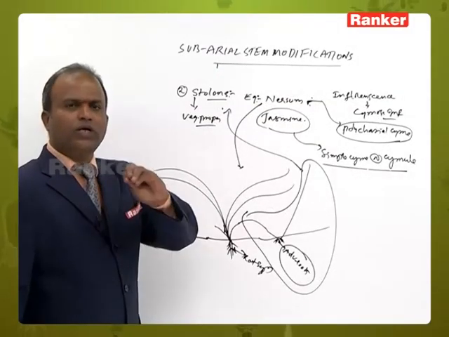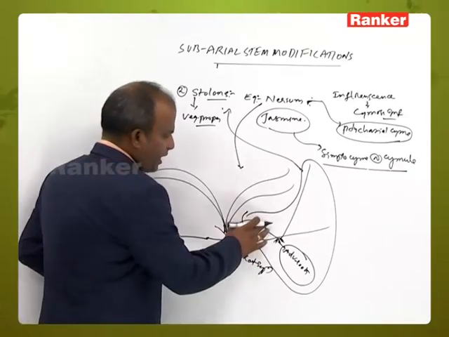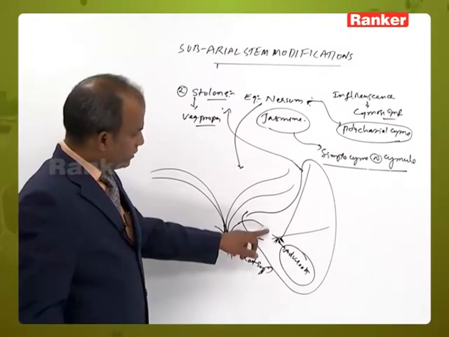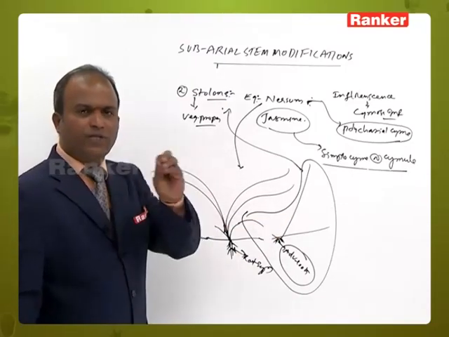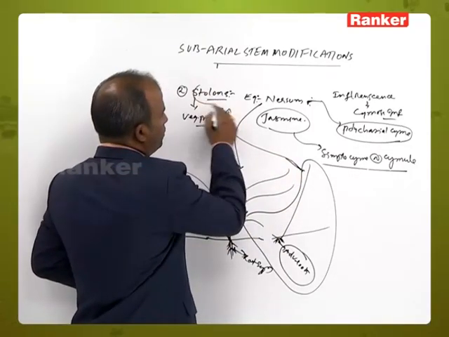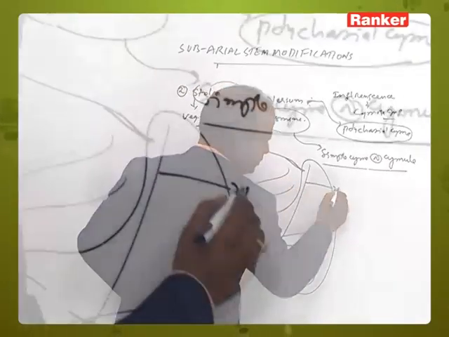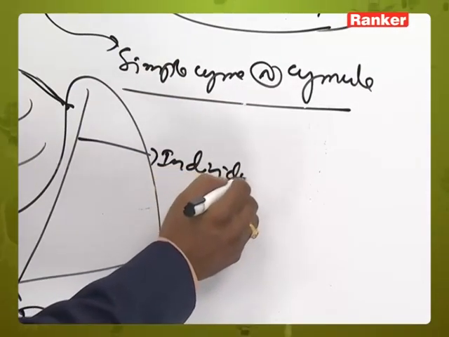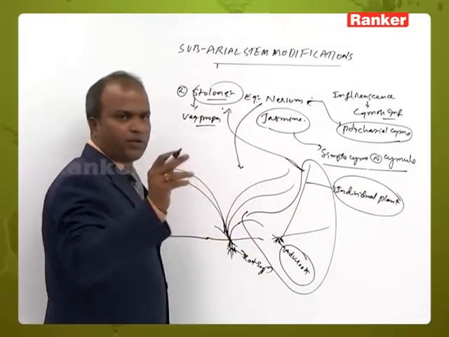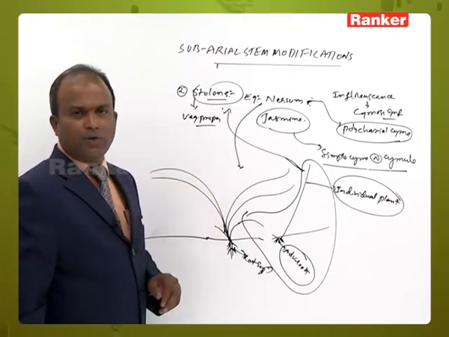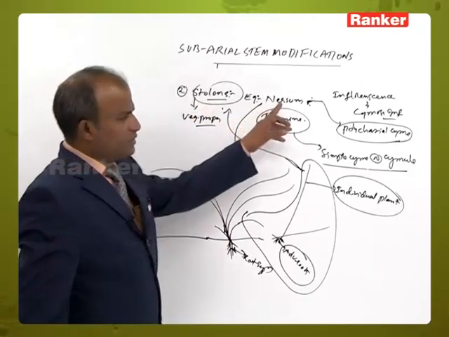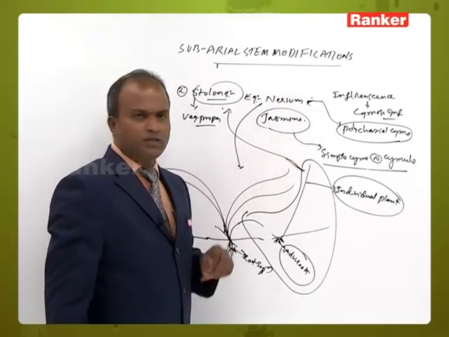That means under any circumstances, if this branch gets separated from the mother plant, the stolon branch develops into an individual plant. That is how it plays an important role in vegetative propagation. This is about stolons. Once again, the two examples of stolons are nerium and jasmine.